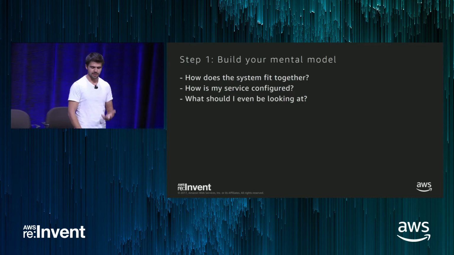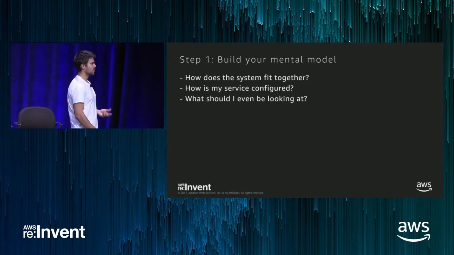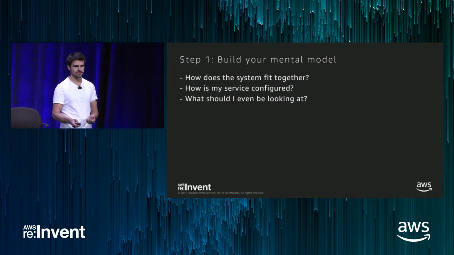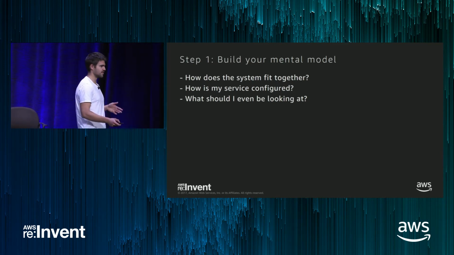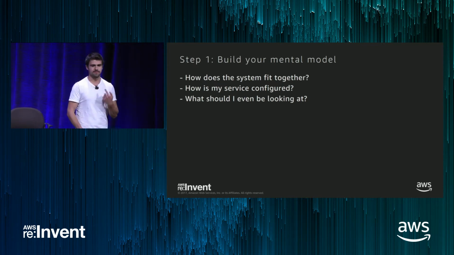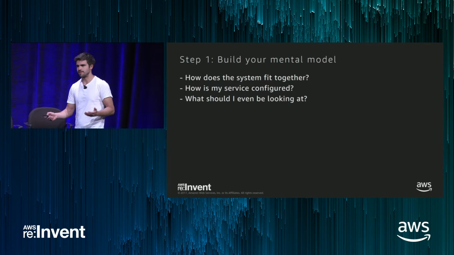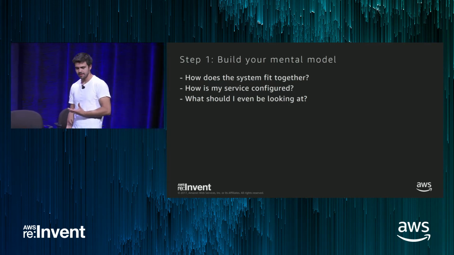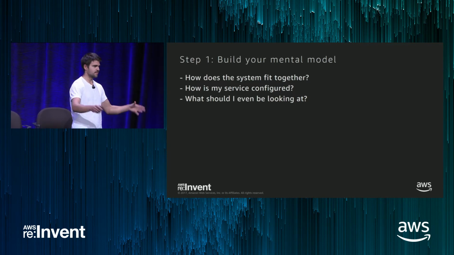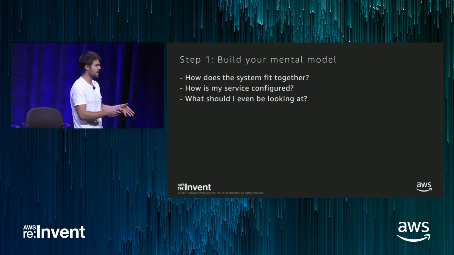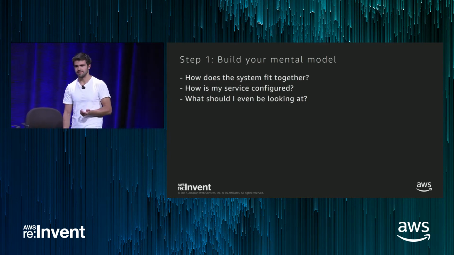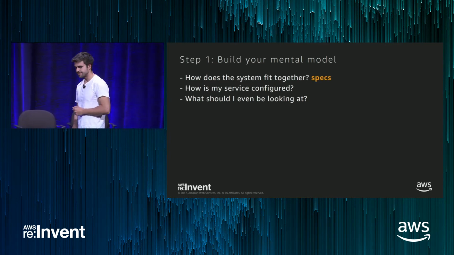If you're encountering a production issue, the first thing that you want to be able to understand, whether it's a service you wrote, or a service you didn't write, or a service that maybe you've never even seen before, but somehow you're getting paged for, is how does this system fit together? What's going on? How is it configured? The second piece is you want to know, given that broad system, how does this individual service fit within that? How is it configured? And then finally, what even should I be looking at? What are the major areas?